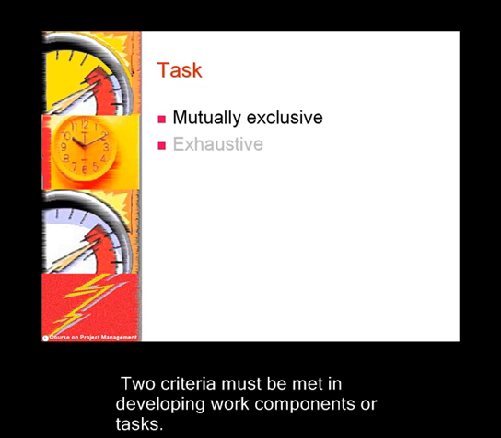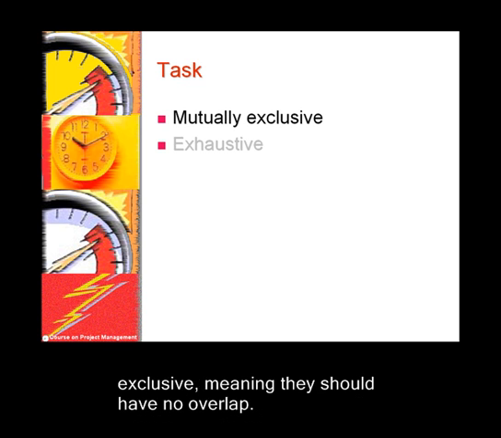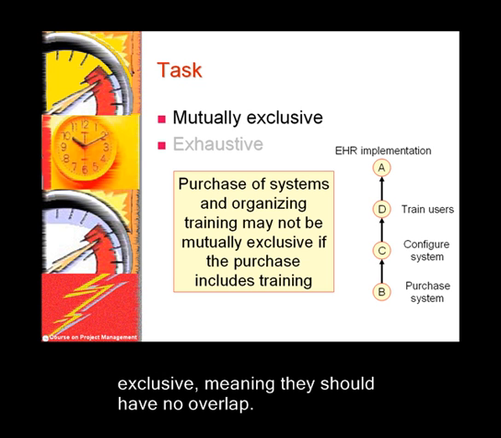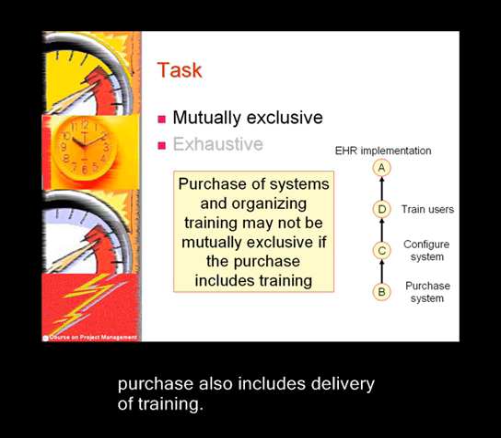Two criteria must be met in developing work components or tasks. The first is when work is broken into several tasks. All tasks must be mutually exclusive, meaning they should have no overlap. For example, purchasing systems and training users may not be mutually exclusive if the purchase also includes delivery of training.